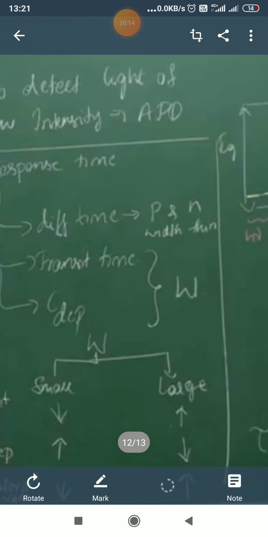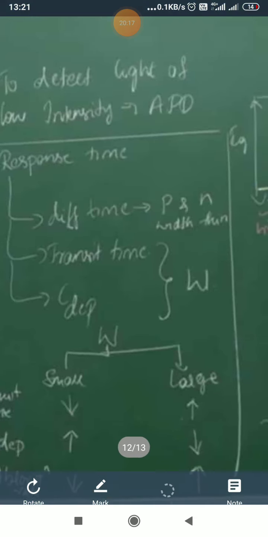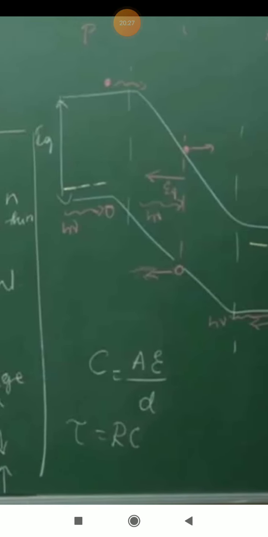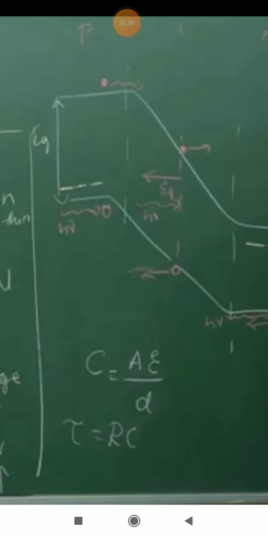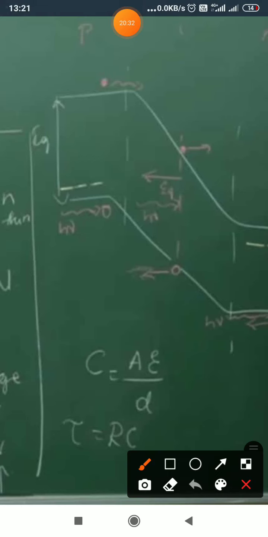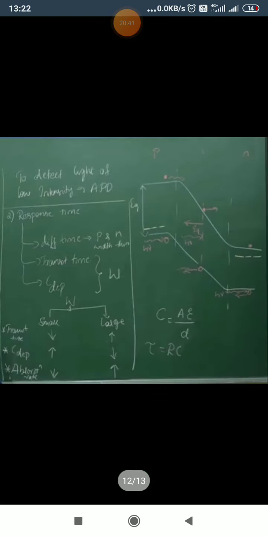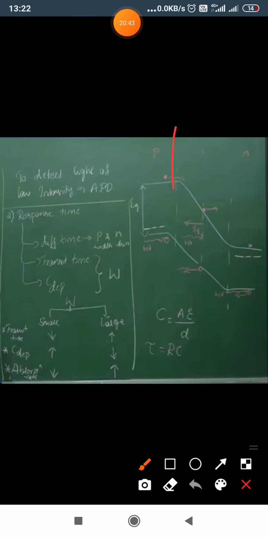The second one is transit time. Transit time is the time in the transition region; transition region and depletion region are the same. Transit time is the time spent in the depletion region, where the drifting of electrons and holes takes place. We call that the transit time. This transit time depends upon the width W, because the transit is happening exactly in the transition region. This is our transition region.